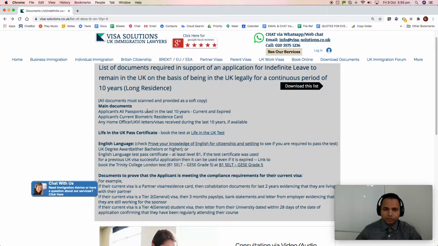Send them all the passports, all the pages back to back, even blank pages. This is a common question clients ask: do we send them blank pages? Yes, you do send them blank pages, because that's the only way they will come to know whether all the absences from the UK that you put on the application match what is in the passport.